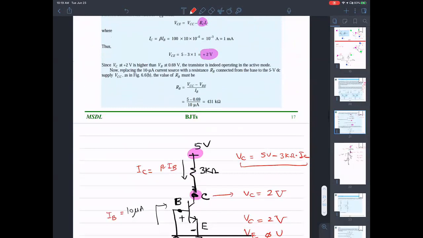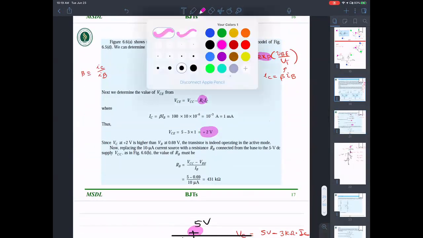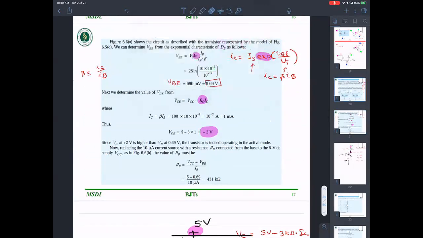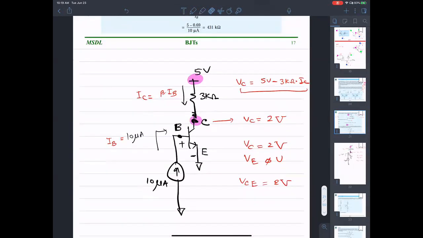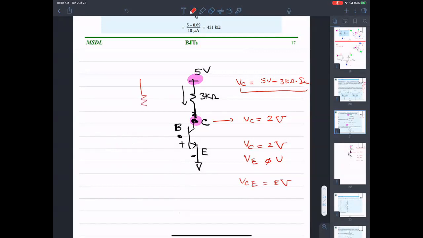So we found out VBE, and we also found out VCE. Now the problem goes on to say, what value do you have to apply if you were to get rid of this 10 microampere current source? You still want the same amount of current flowing in there.